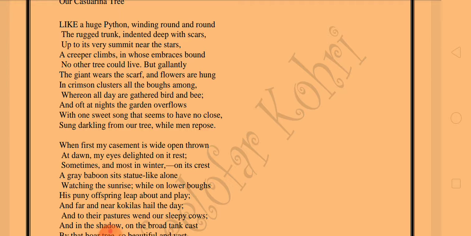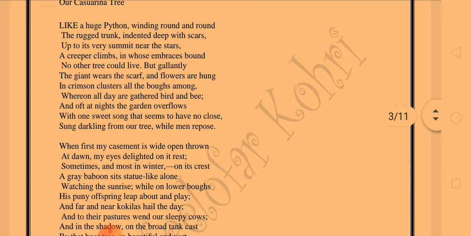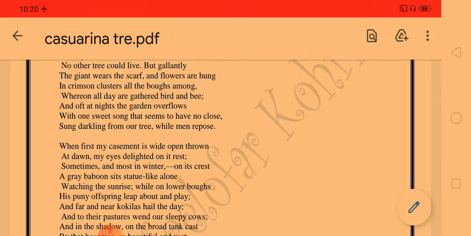So these lines suggest the grandeur of the tree, how strong the tree is and how old it is. The rugged trunk symbolizes that the tree is age-old, and its strength also shows, because a newborn tree is not that strong. A tree of two or three years of age is not that strong, but this tree can carry the burden of that creeper, which is like a python, and a python is very strong. And what is the quality of a python? It winds around its victim and kills it just by the grip.